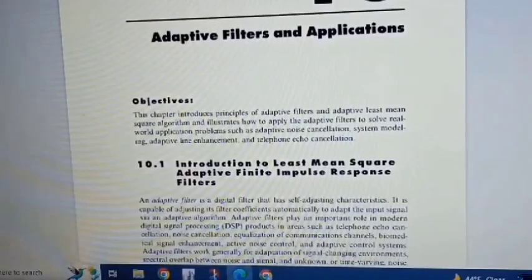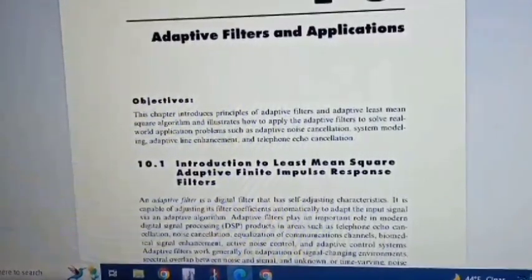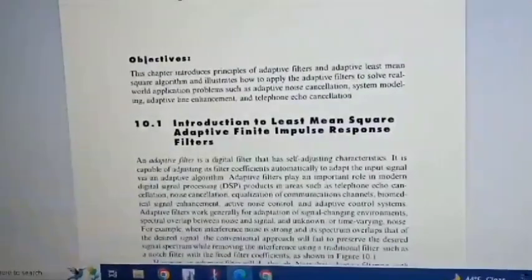We discuss two algorithms. First, least mean square adaptive finite impulse response filters, and secondly, Wiener filters. First, least mean square adaptive filters. What are least mean square adaptive filters?